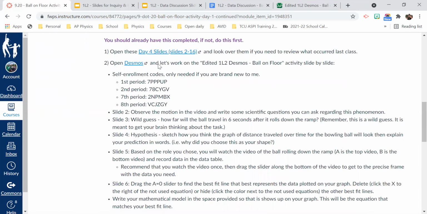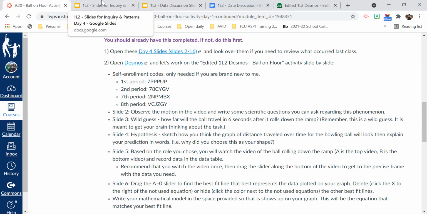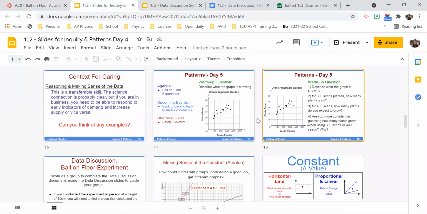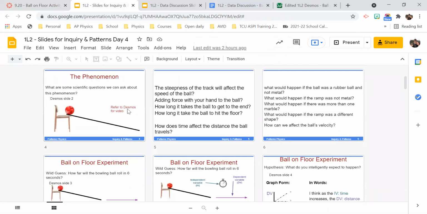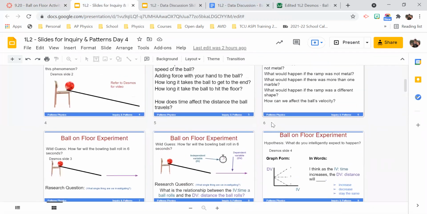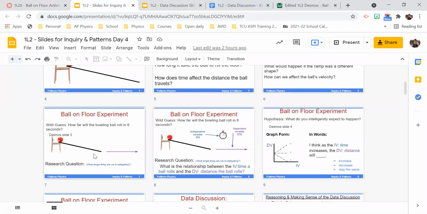All right, so for my blue day students, my odd 1, 3, 5, 7 kids, you should have had a chance to look over some of the slides and start in with your Desmos. I've put the enrollment codes just in case you need them for Desmos. But in these slides, right here, 2 through 6, start with what we talked about. We did this as our warm up. We talked about this. We had some good questions that y'all came up with, so we added those in here as well. And we came up with how far is that object going to travel in 6 seconds.